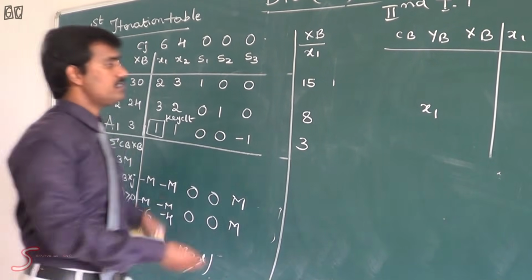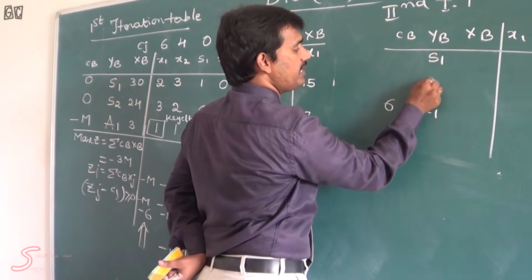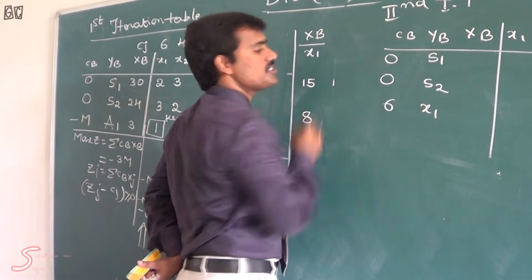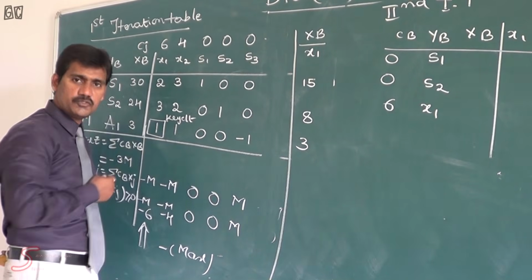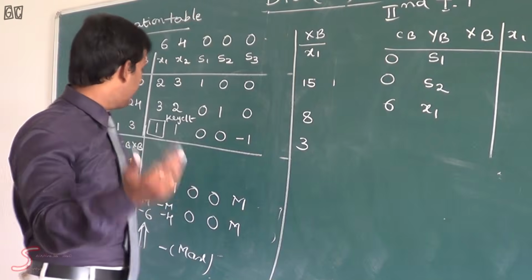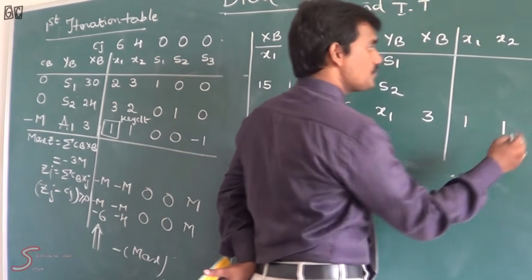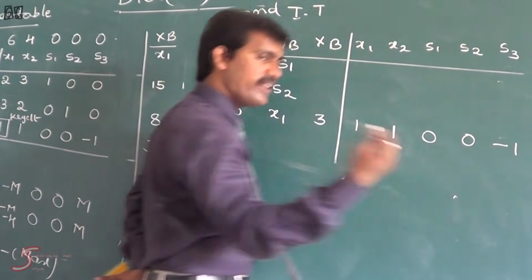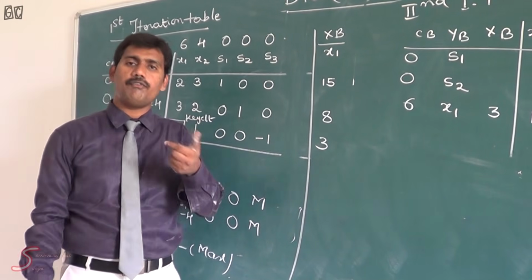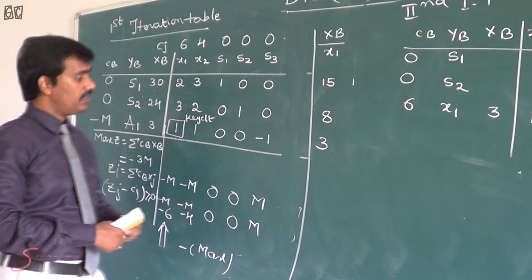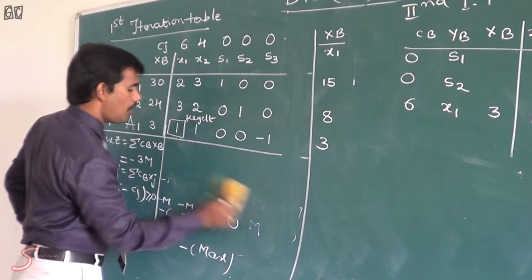Now the cost of x1 is 6 and there are no changes for s1 and s2, so s1 and s2 will be here with cost 0 and 0. Now we have to make the key element unity by dividing itself. Obviously the key element is 1, so it's not necessary to make it 1 again. So I'm simply writing the same data: 3, 1, 1, 0, 0, minus 1. Now we have to make these two elements 0 by using row operations or column operations.